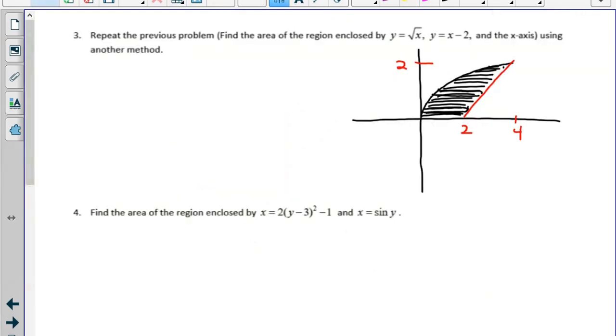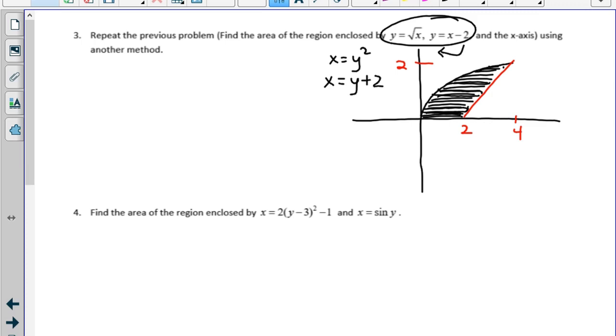Whereas here, if we're going from right minus left, the right function, which is that red line, never changes, and the left function, which is the black curve, never changes. So if I change these functions to be in terms of y, I can square both sides, and I get x equals y squared as one function, and add 2 to the other side in the line, and I get x equals y plus 2 as my other function.